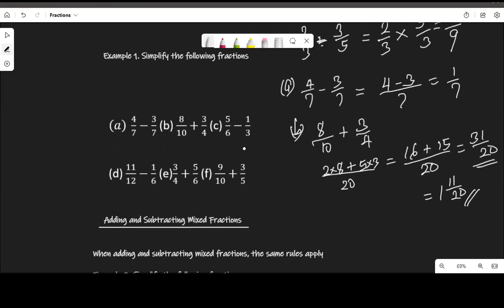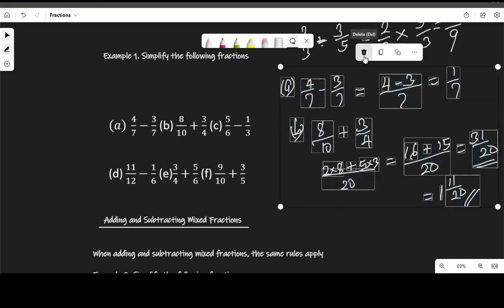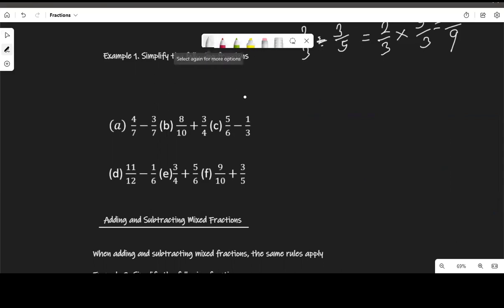Then for C, first of all, let me clean this board so that we have space to work with. For C, I have 5 over 6 minus 1 over 3.